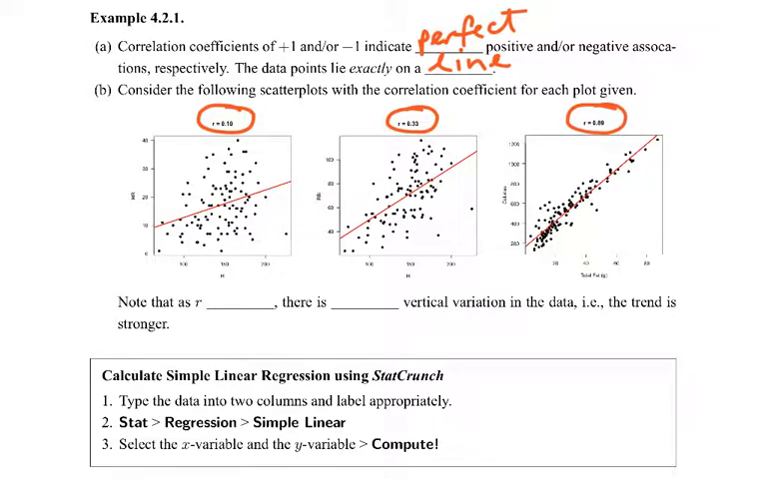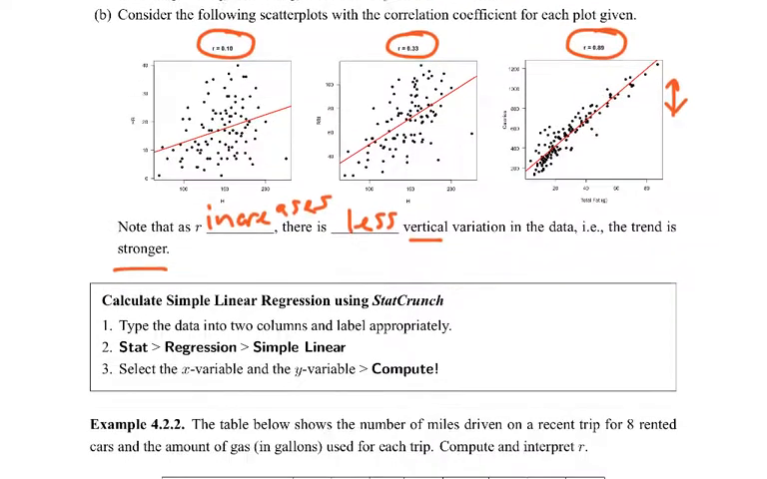So it says, note that as R increases, so as the R value itself increases, there is less vertical variation. In other words, we have a stronger trend. Remember in the last section, we said less vertical variation, like in this picture, the points are tighter around that line. That means a stronger association. So a bigger R value indicates less vertical variation or a stronger association.